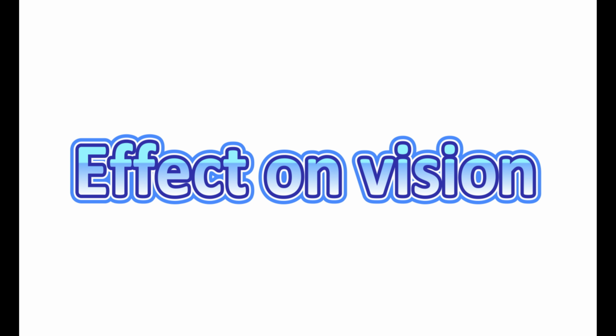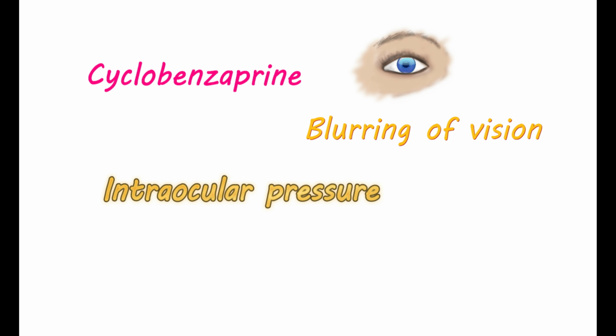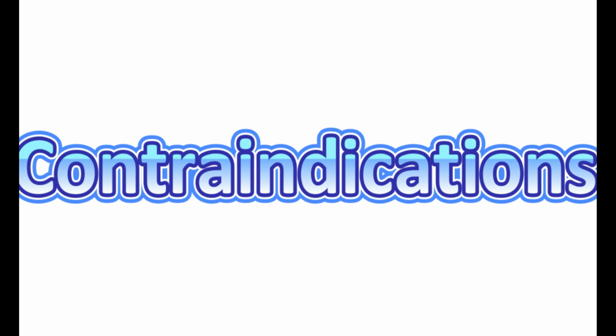Effect on vision. Cyclobenzaprine may cause blurring of your vision. It is mild in many people. However, this medication can also increase intraocular pressure in the eye. So if you observe any eye pain and change in vision, you should report to your doctor.